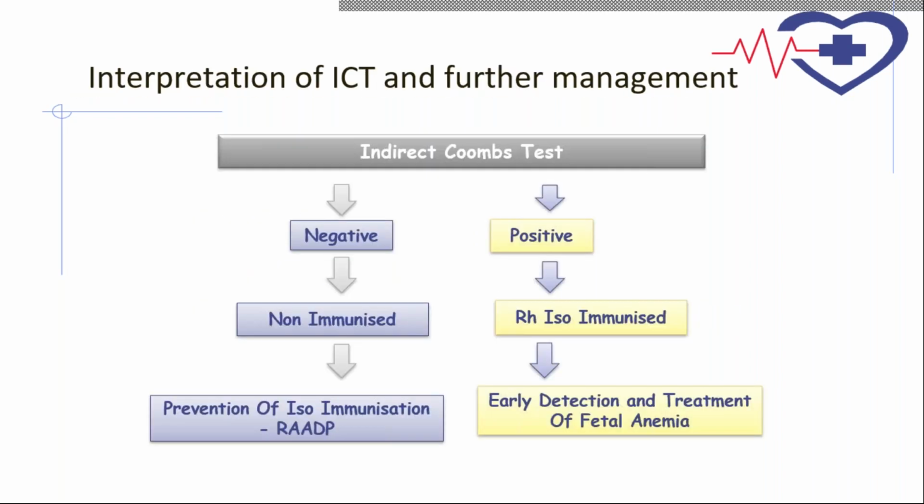Next slide please. It was negative. This left pathway we have already discussed. Non-immunized, you will give her prevention of RhD immunization in the antenatal and the postnatal period. However, any time during the pregnancy, if the indirect Coombs test becomes positive, it gives you an indication that yes, the woman is becoming immunized, and now you have to target these women so that you do early detection and treatment of fetal anemia. So this is your pathway.